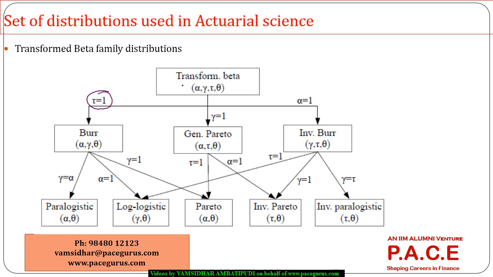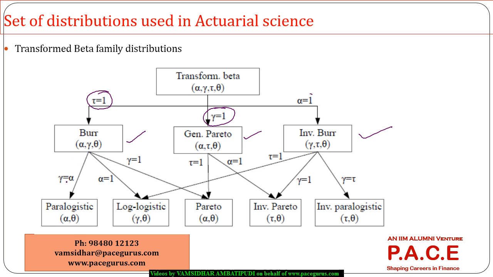Again, if tau is set to 1, where the inputs are only alpha, gamma and theta, it becomes a Burr distribution. If alpha is set to 1 with only gamma, tau and theta, it becomes an inverse Burr distribution. Now if gamma is set to 1 with alpha, tau and theta, it becomes a generalized Pareto distribution. So all these are coming from the beta family of distributions itself.